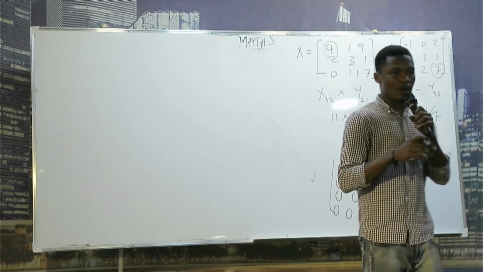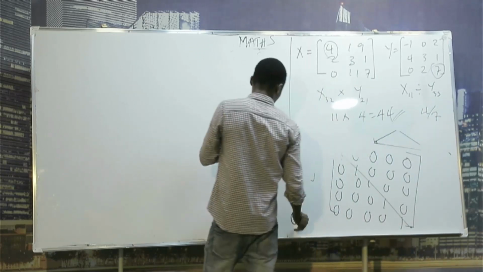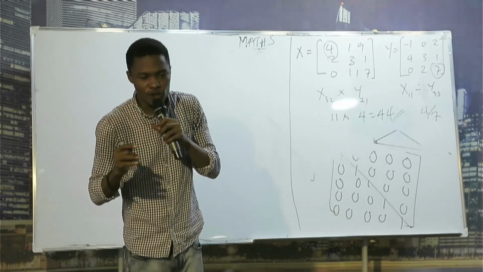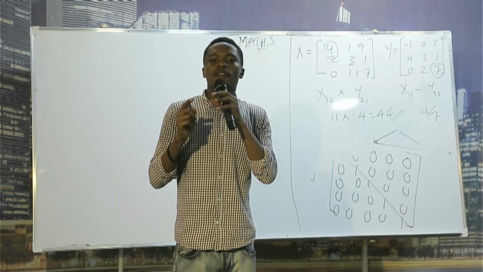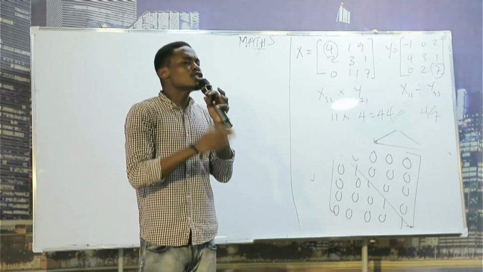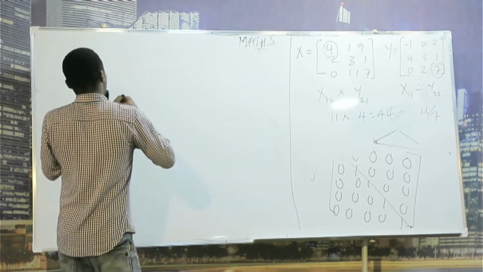Let us explain what we've said so far. We have not started doing anything, but you need to understand the rules. Class, the first thing you need to know is that before you add or subtract two matrices, both of them must have the same order. Both of them must what? Both of them must have the same order. Now, what do I mean by that?